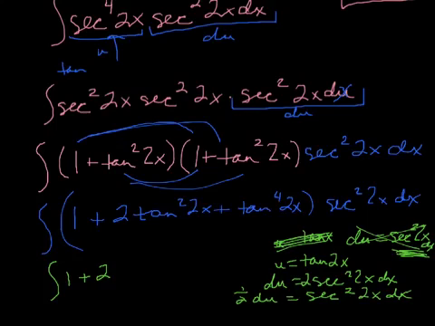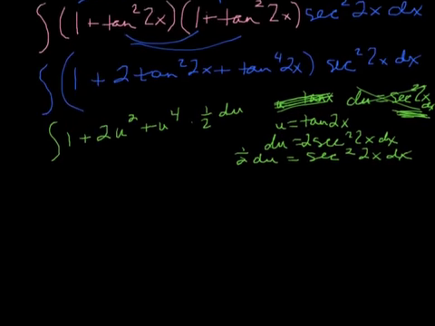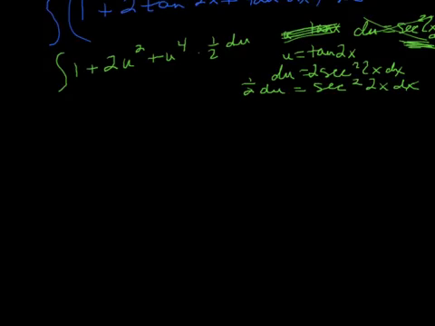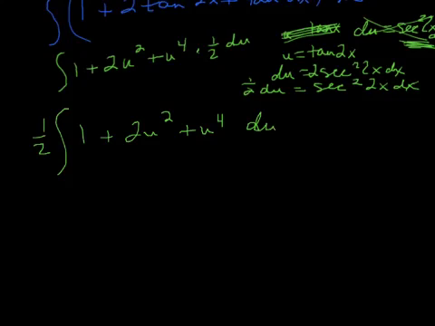So tangent squared 2x, that's u squared, plus u to the 4th. All that is times the secant squared thing, which is 1/2 du. Okay, so it's times 1/2 du, so I'm going to take that 1/2 out. 1 plus 2u squared plus u to the 4th, all that is times du. So now I'm just going to integrate. I get u plus 2u cubed over 3 plus u to the 5th over 5. Don't forget that's times your little 1/2.